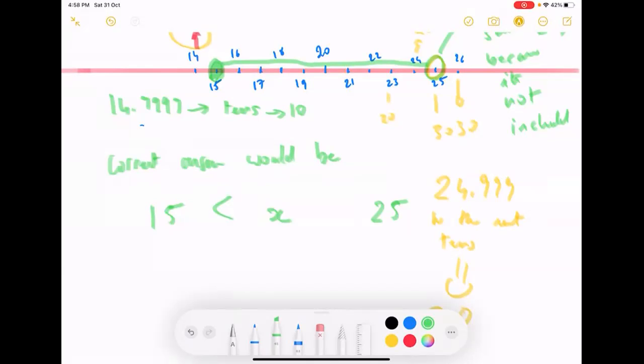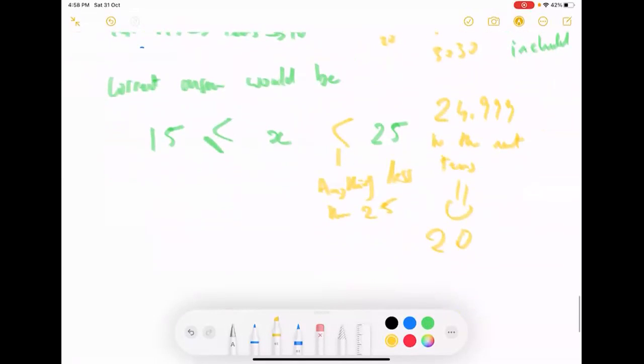So 15 is 15. When we round 15 to the nearest tens, will it be equal to 20, right? Yes, so we put an equal. However, 25, when rounded to the nearest 10, no, it will not be equal. So anything less than 25. 24.999 is okay. 25, not okay.